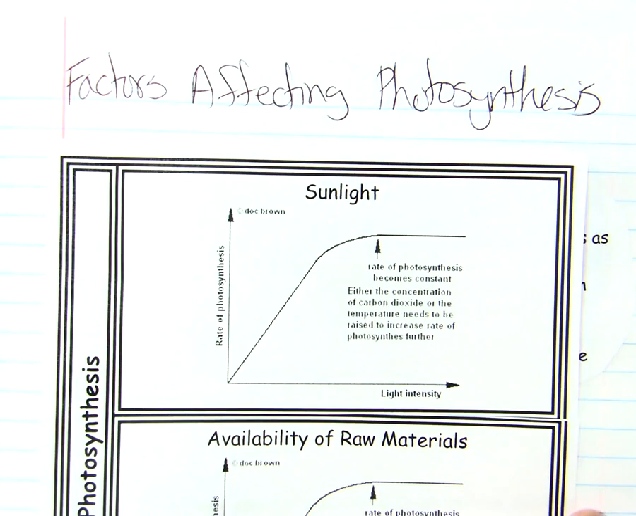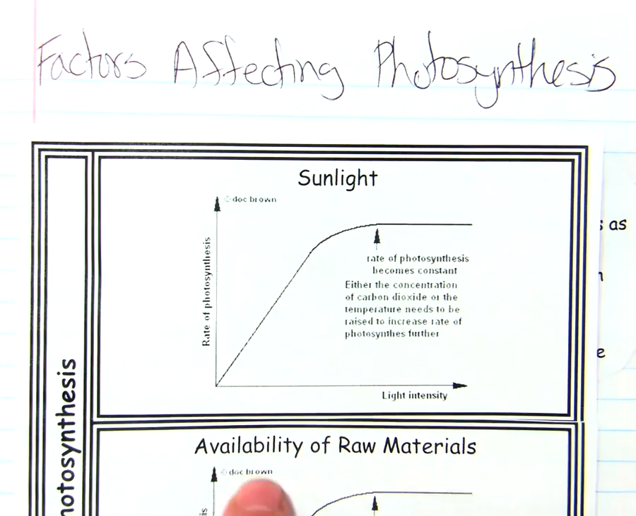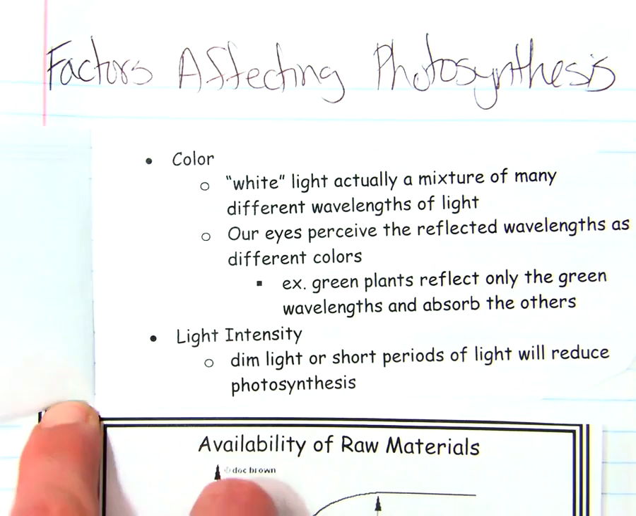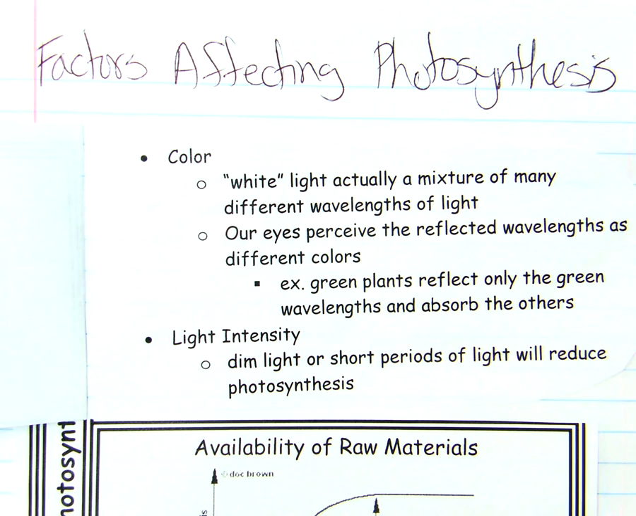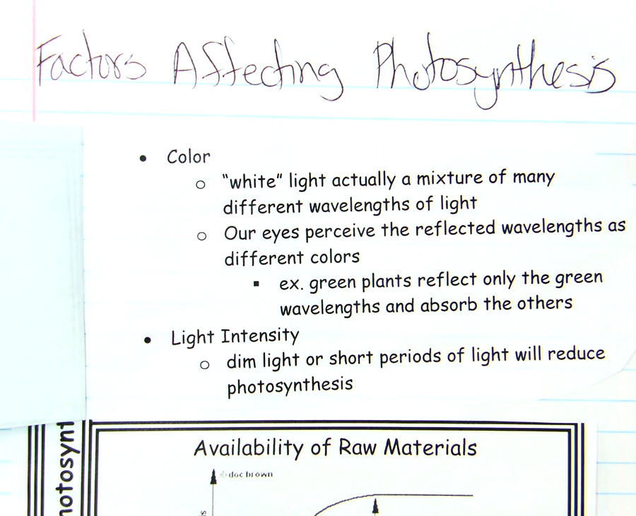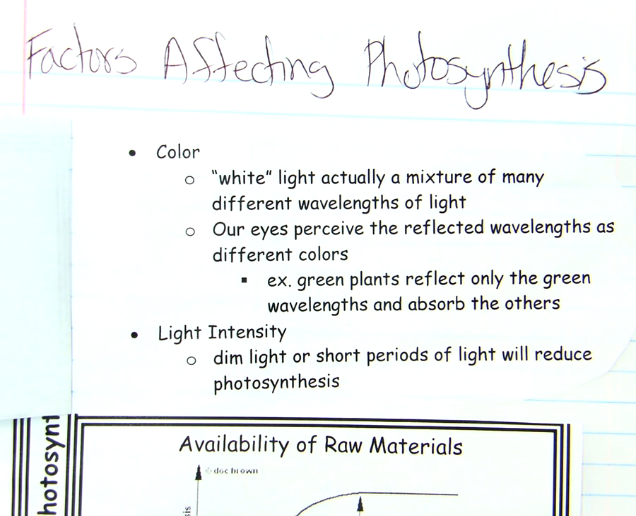We're going to talk about sunlight first. And this is the longest one, and the rest of them are much shorter. With sunlight, there are 2 things about sunlight that can affect photosynthesis. The first one is the color of light.